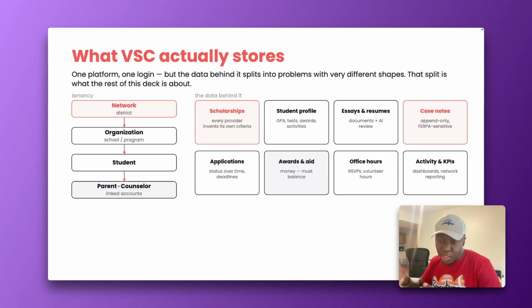And then when we look at the initial data behind it, we're storing scholarship information, student profiles, essays, and resumes, and different documents. We have case notes, we have college applications and scholarship applications, we have awards and aid that we track, we have office hours, and then we have activity and KPIs that we track on the admin dashboard. So all of this data makes up what the VSC is storing.